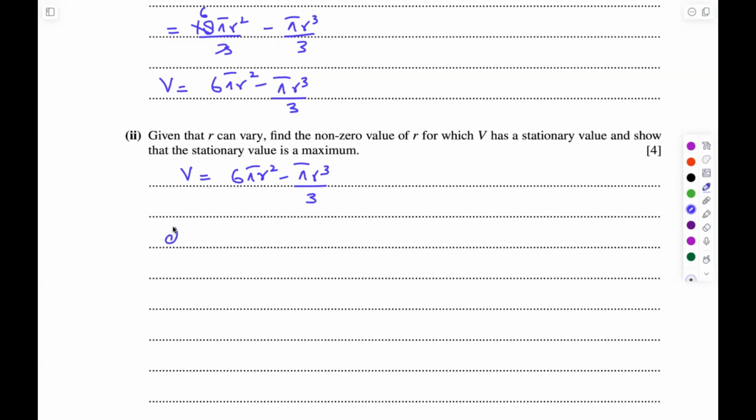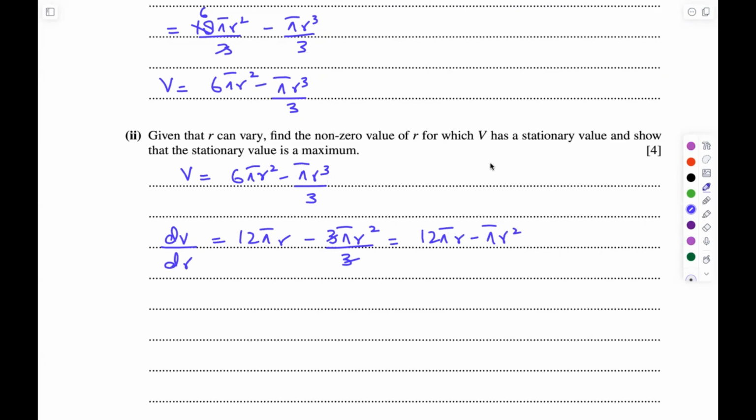First differentiating, so we'll write dV/dr will be equal to, so 2 multiplied by 6 will become 12 pi r, 3 multiplied by pi will become 3 pi, we'll decrease the power by 1, so that will become r squared upon 3. 3 and 3 will cancel. So this will be 12 pi r minus pi r squared, the expression for dV by dr.